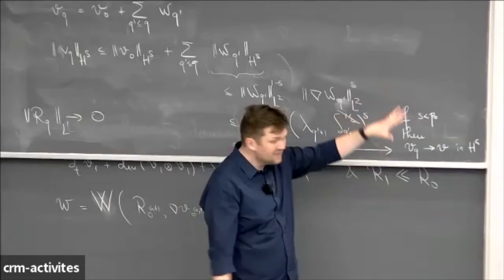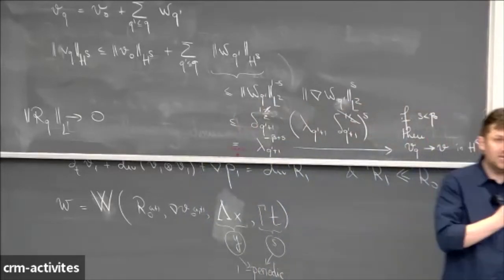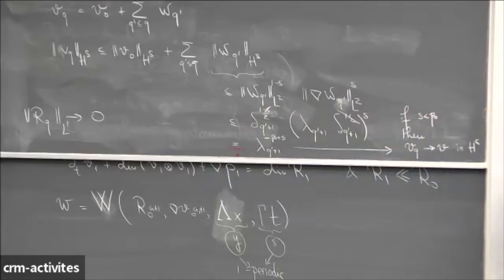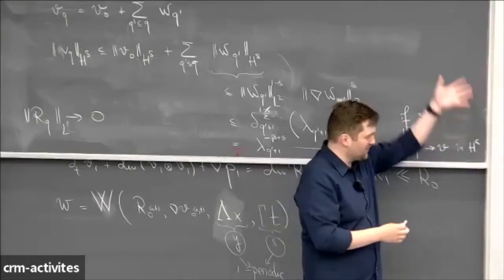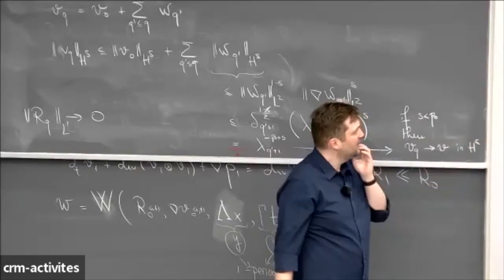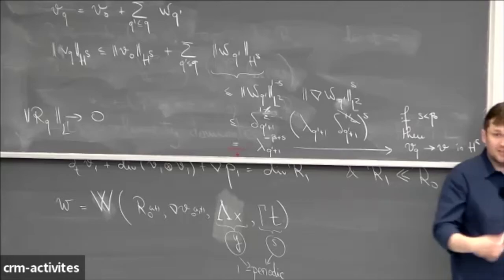So if we succeed with this iteration, in the limit we will A, construct the weak solution of Euler, and B, it's going to have the regularity C0 in time, H beta minus in space, and L infinity minus in space. That's what it's going to give you. So now, of course, we have to actually construct these things. So now the rest of the proof is going to be the inductive step.